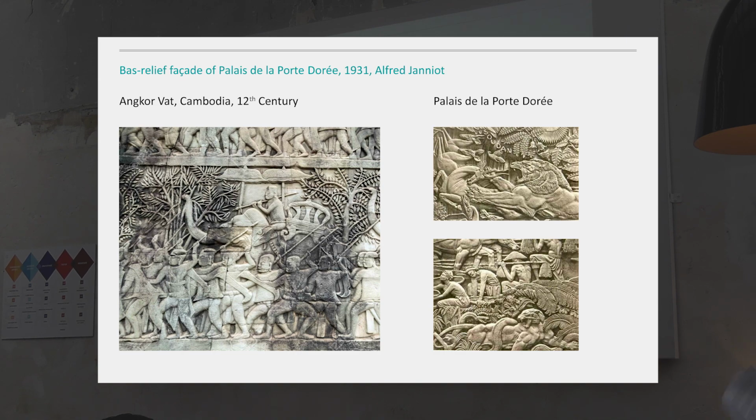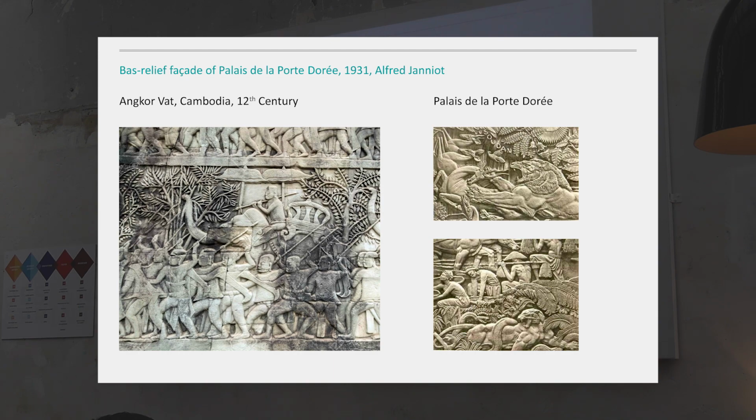Alfred Janiot designed the facade. His assignment was to represent the natural resources of what was then known as the Plus Grande France, Greater France. He chose the shallow bas-relief style he saw on fragments from Angkor Wat, which had been brought to Paris from Cambodia.